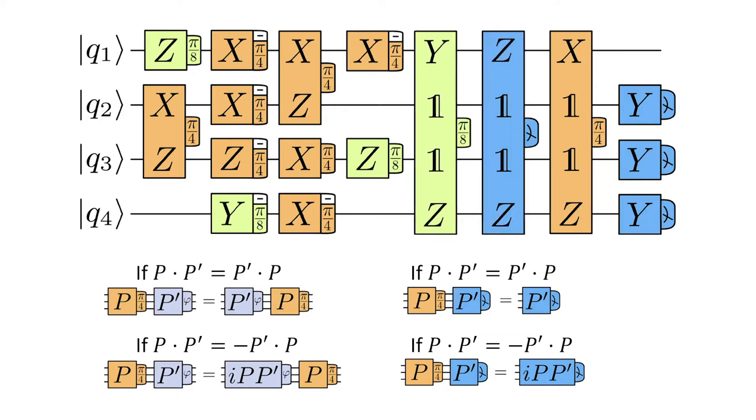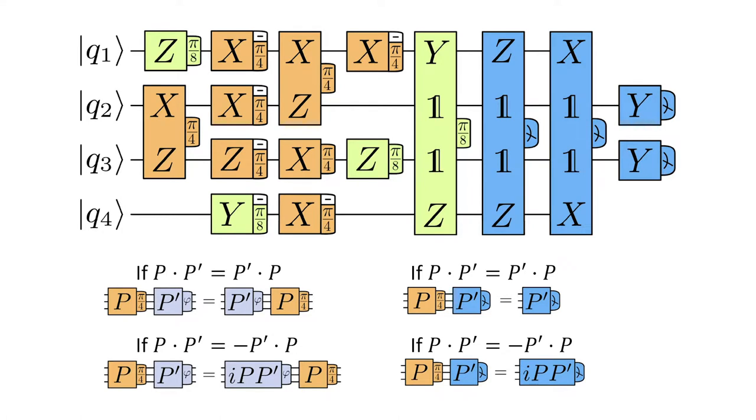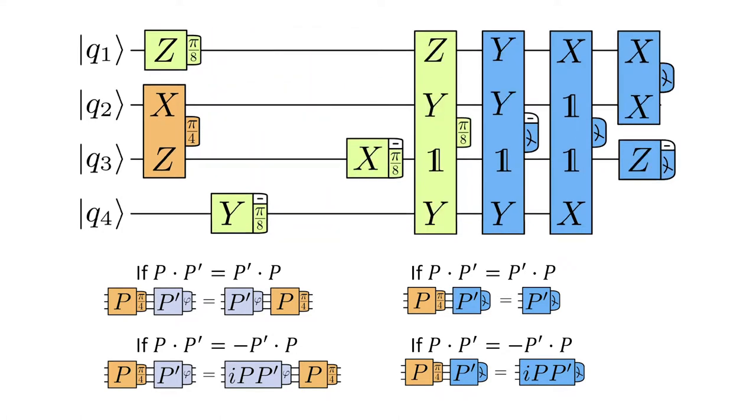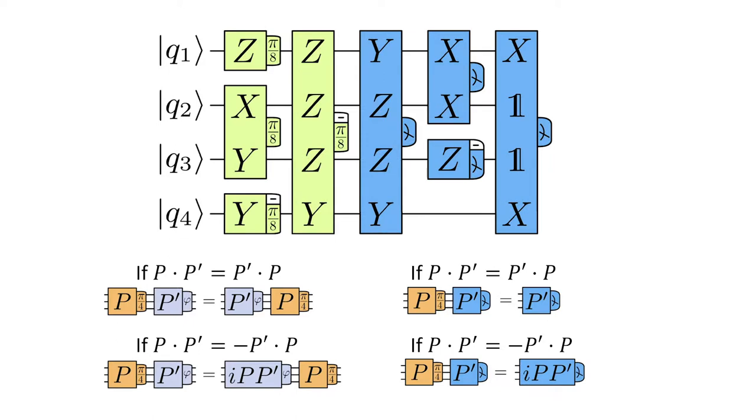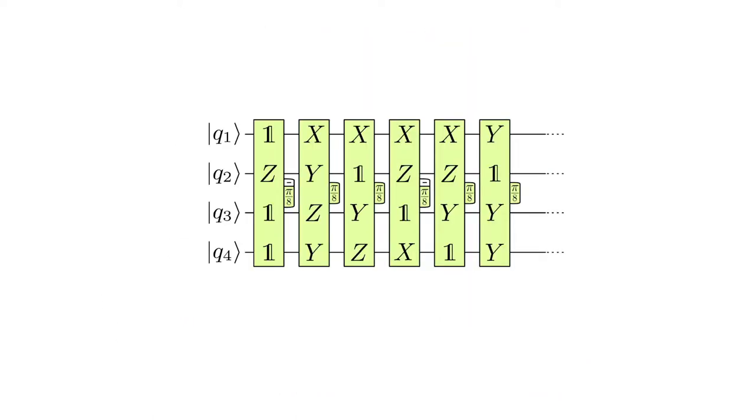And single-qubit measurements can turn into multi-qubit measurements. So I can continue doing this with all my pi over 4 rotations until I'm left with a circuit that only involves pi over 8 rotations and Pauli product measurements. So any circuit can be written as a sequence of Pauli product pi over 8 rotations and Pauli product measurements.